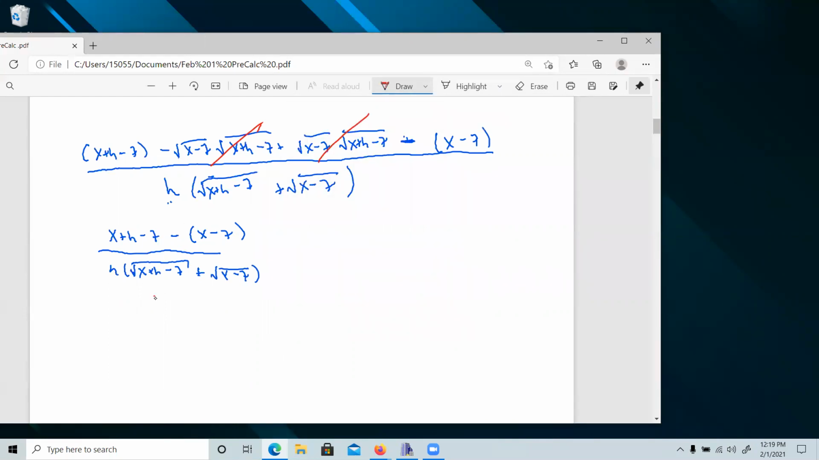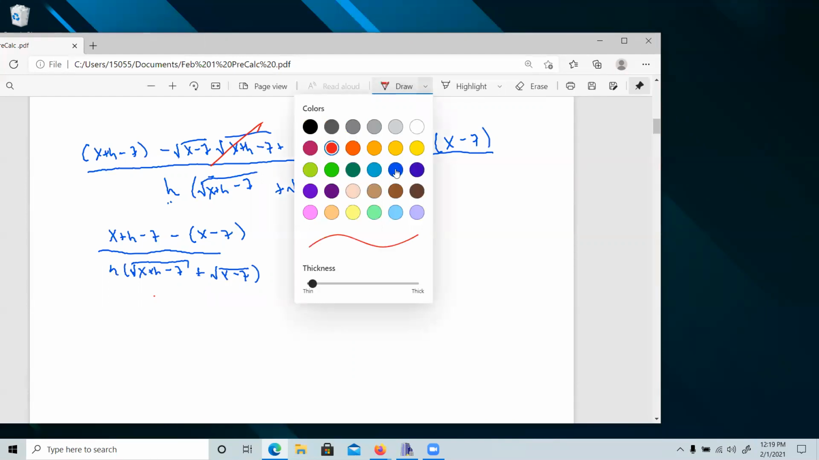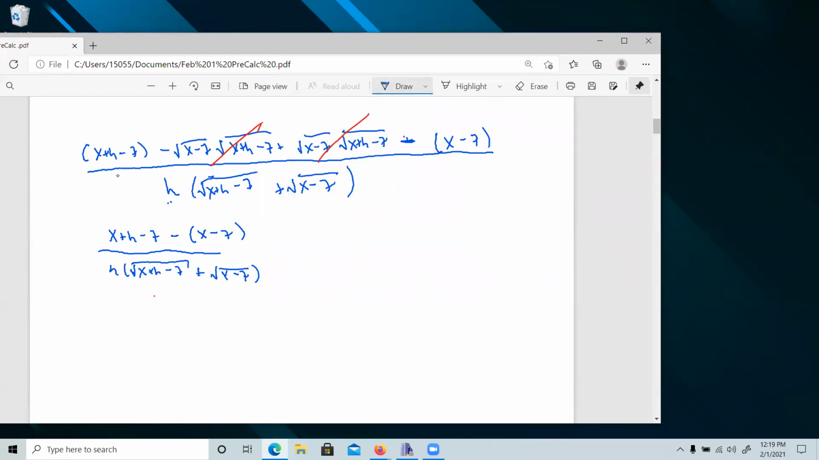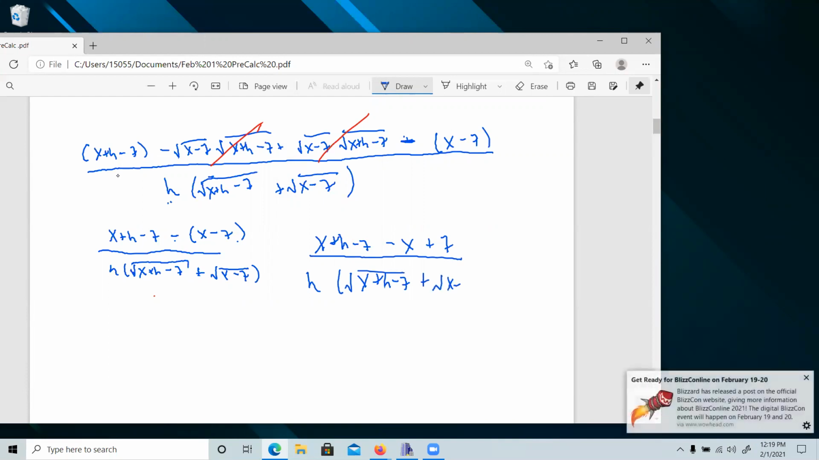We have, I'll stay with blue for just a little bit here so we can push this thing out. So we have x plus h minus 7 minus x. Don't forget this one, right? Negative times a negative is a positive. So be careful about that one. If you've done great up until now, that's the place where you're going to mess up. Square root x plus h minus 7 plus square root x minus 7.